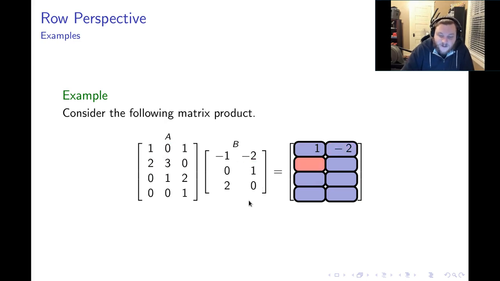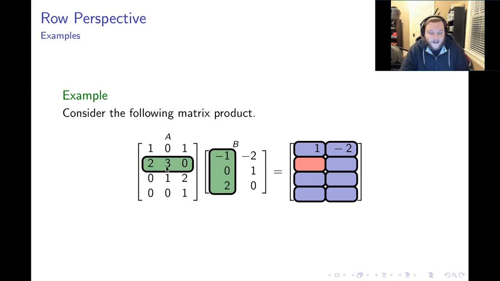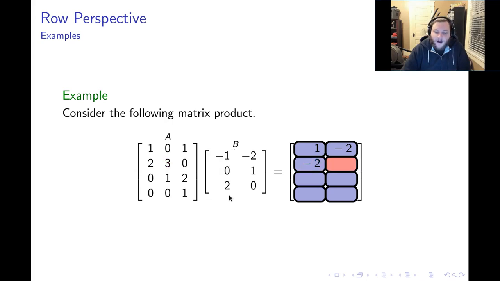Okay, so now let's move to the 2, 1 position. To calculate the 2, 1 position, we should take the inner product of the second row of A with the first column of B. The arithmetic here gives -2. What about the 2, 2 position? Here we should take the inner product of the second row of A with the second column of B. When we do this inner product, we end up with the number -1.